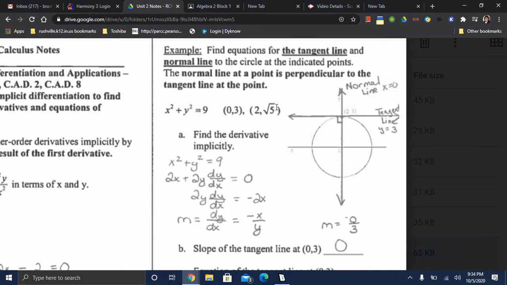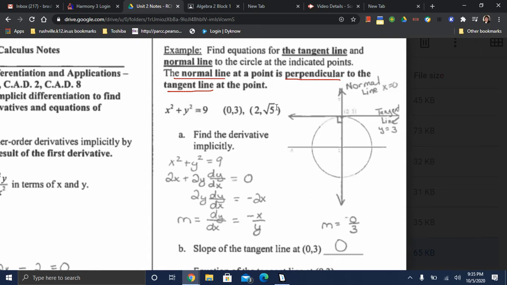All right, we'll continue on with our applications of implicit differentiation. And we're looking next at some vocabulary. We're finding the equation of not only a tangent line, but also a normal line to a circle at given points. So, a little vocabulary: the normal line at a point is perpendicular to the tangent line. So the normal line is perpendicular to the tangent line.